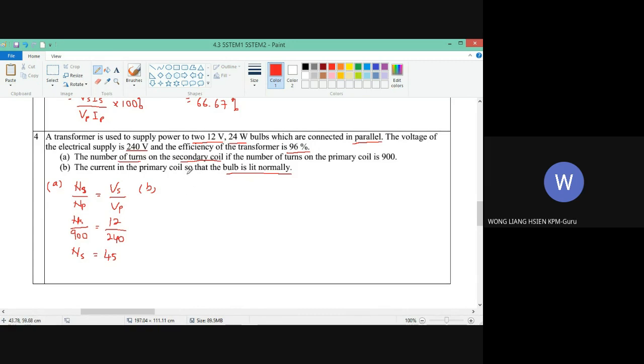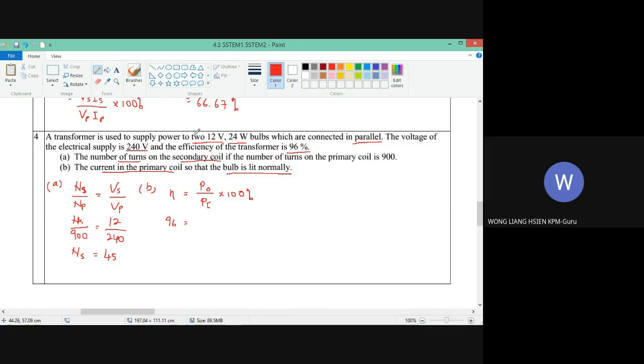Okay, 96%. All right, so how much is the current in the primary coil so that the bulb in the secondary coil can get 24 watts of power? If it gets 24 watts of power, then the bulb is lit normally, can function normally. All right, so efficiency equals power output over power input times 100%. So the efficiency is 96%. Power output means the power in the secondary coil.